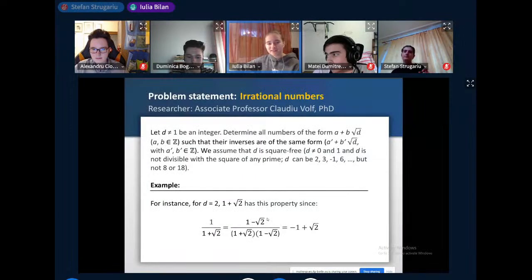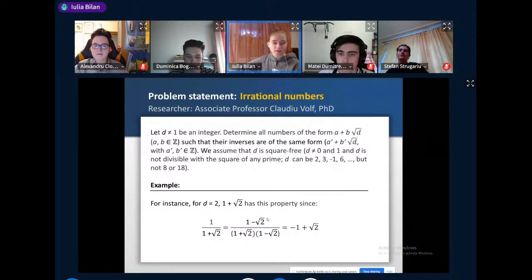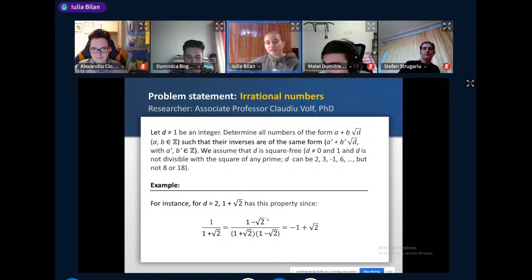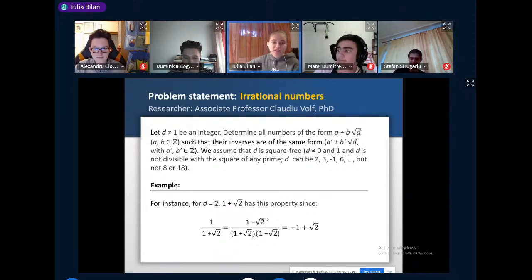Here is our problem statement. Let d, not equal to 1, be an integer. Determine all numbers of the form a plus b square root of d such that their inverses are of the same form. We assume that d is square free, where d cannot be 0 or 1, and d is not divisible by the square of any prime. Therefore, d can be 2, 3, minus 1, 6, but not 8 or 18. For example, for d equals 2, 1 plus square root of 2 has this property, shown below.